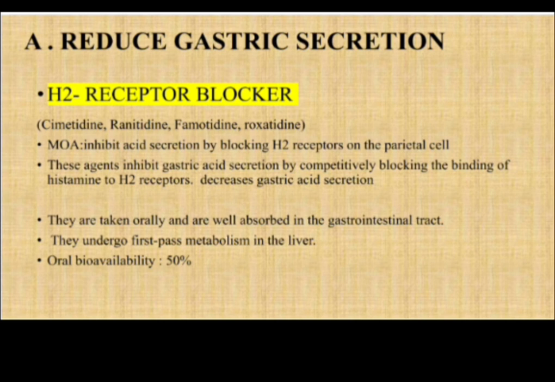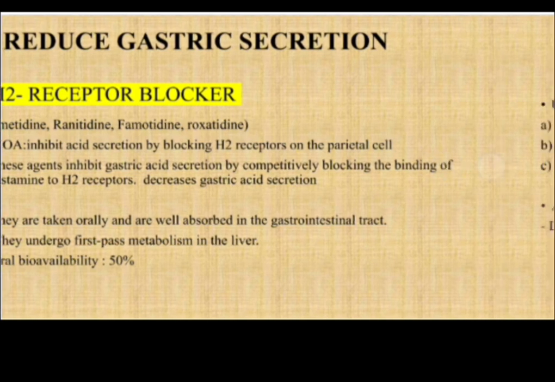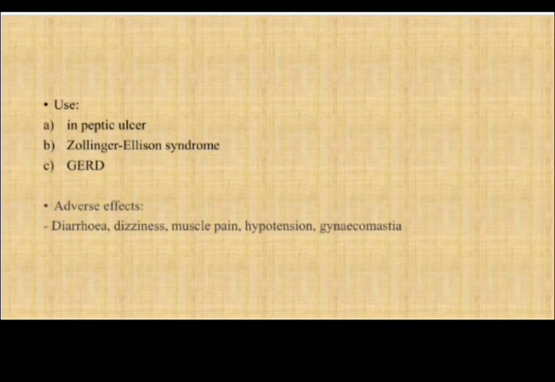They undergo first pass metabolism in the liver and the overall bioavailability is 50%. Their use is in peptic ulcer, Zollinger-Ellison syndrome and GERD. Adverse effects: diarrhea, dizziness, muscle pain, hypotension and gynecomastia.